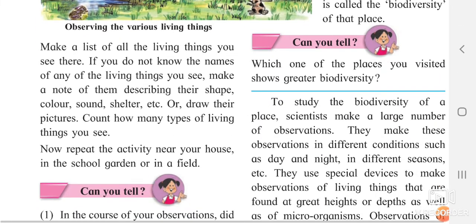Before that we'll proceed over here. Make a list of all the living things you see there. If you do not know the names of any of the living things you see, make a note of them describing their shape, color, sound, shelter, etc., or draw their pictures. Count how many types of living things you can see.